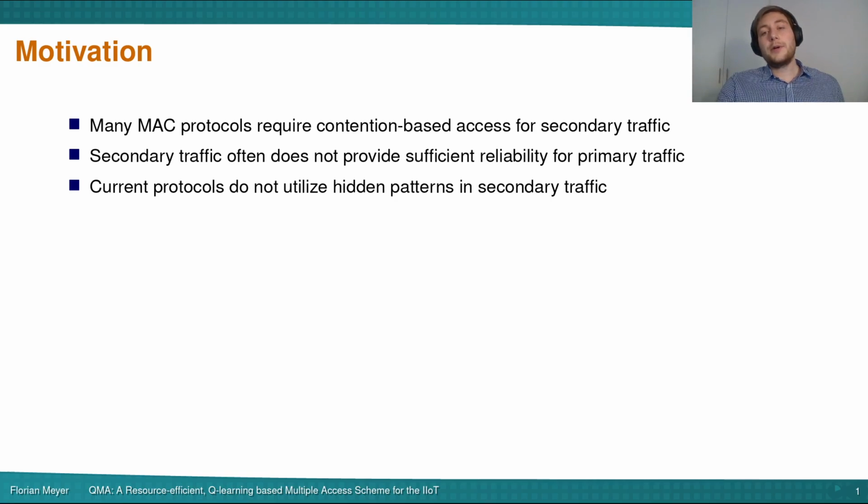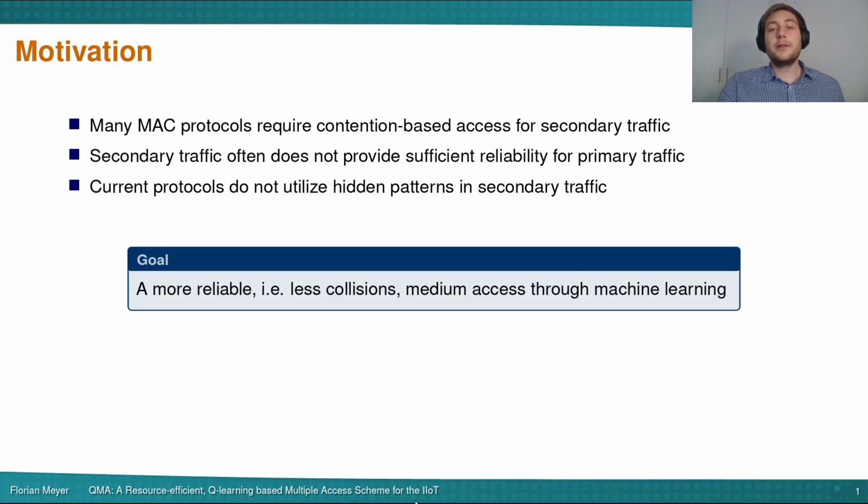Luckily for us though, the secondary traffic is often characterized by a bunch of hidden patterns. For example, when allocating a transmission slot, many management messages have to be exchanged. And a node in the network can learn these hidden patterns of its neighboring nodes through machine learning and adapt to them, in a way that it learns at which times it's beneficial to transmit a packet and at which times it's not. So that's the goal of this work.